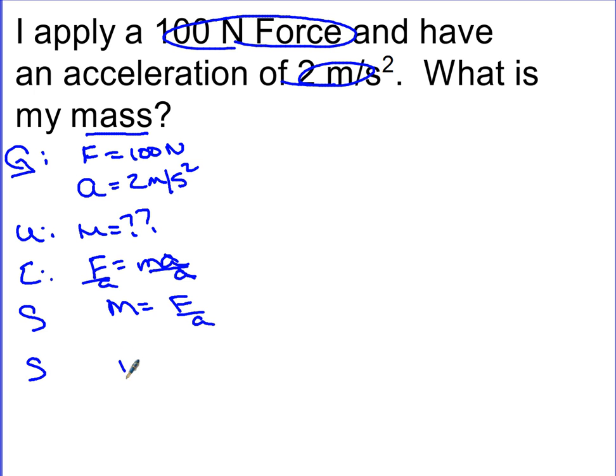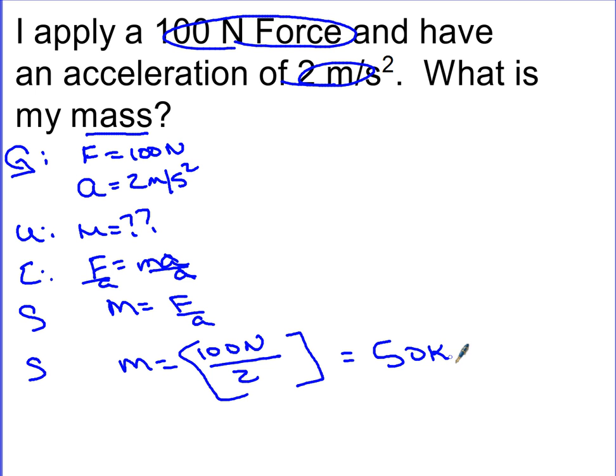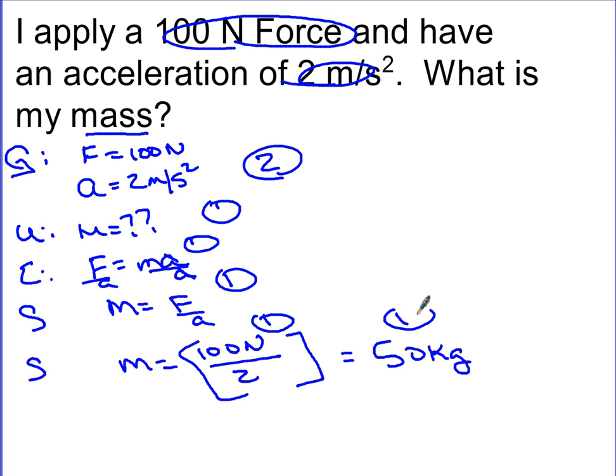Now for my solution, the mass is the force, which is 100 newtons, divided by a, which is 2 meters per second squared. And I get 50 kilograms. Now how would I grade this? Givens are going to be 2 points. Unknown is a point. Your equation is a point, and solving is a point. You get a point for plugging in your numbers, a point for the answer in units. So that's 1, 2, 3, 4, 5, 6, 7, 8. An 8-point problem.